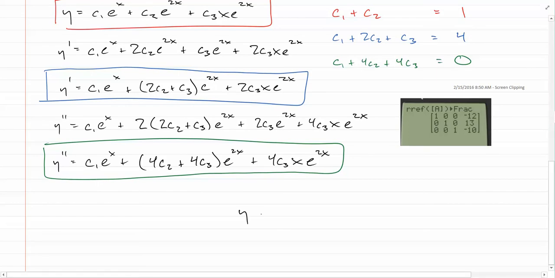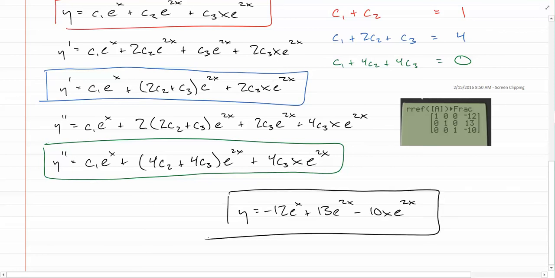So our solution here is actually y equals negative 12 e to the x plus 13 e to the 2x minus 10x e to the 2x. That's the solution, that's the linear combination, which is going to satisfy those three initial conditions.